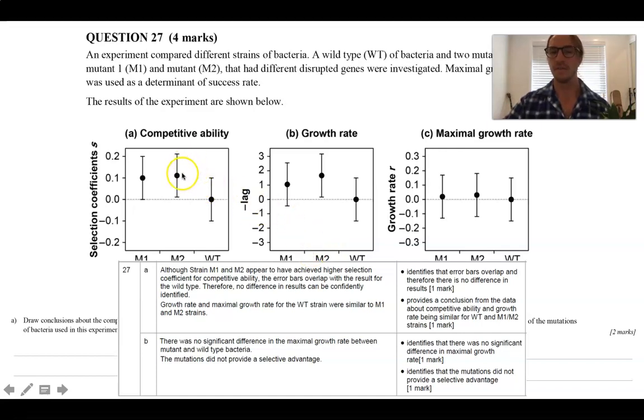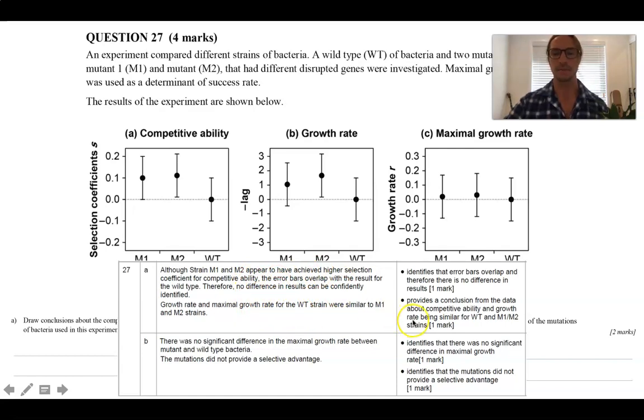So if you are familiar with error bars, it's saying, well, there's a bit of an uncertainty. The answer could kind of be anywhere in between here. There's variation in the results, and a bit of uncertainty, it could be up here. So if the answer could be down here or up here, it's all pretty similar for M1, M2, and the wild type of bacteria when it comes to competitive ability. So you would get a mark for that. And then providing a conclusion from the data about competitive ability and growth rate being similar based on that. And there's an example explanation.